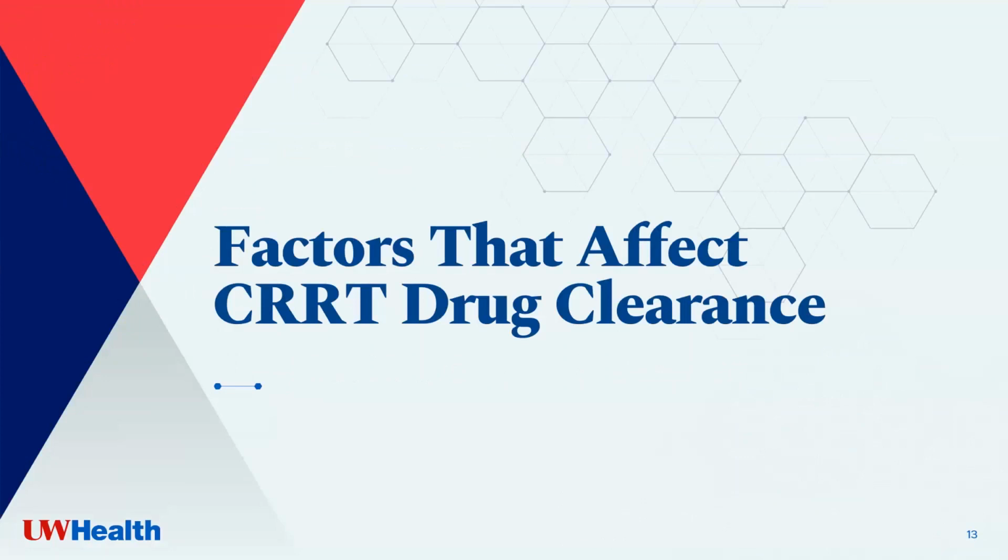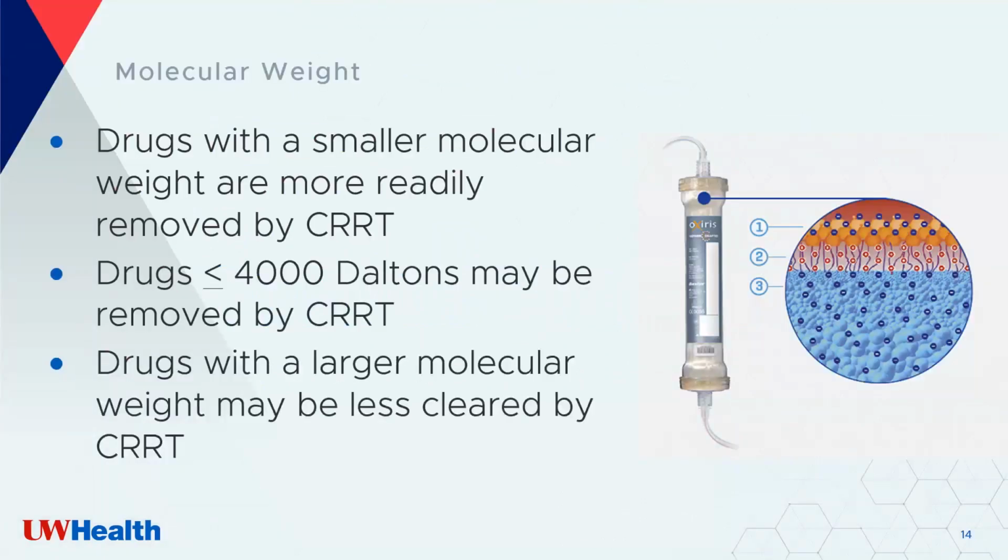And now I will transition into the factors specifically that affect CRRT drug clearance. So as I mentioned previously, for molecular weight, especially in the modality that we use at UW for the CVVH, as long as the drugs can physically pass the membrane, then they're able to be cleared. So drugs that are less than 4,000 Daltons are easily able to be removed by CRRT. And most of the drugs that we do use are less than 4,000, so usually molecular weight is not a factor that does prevent drug clearance.